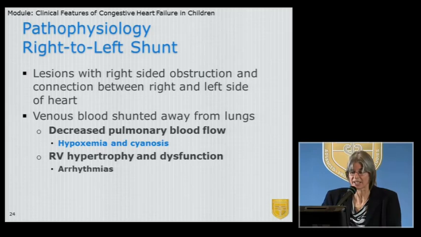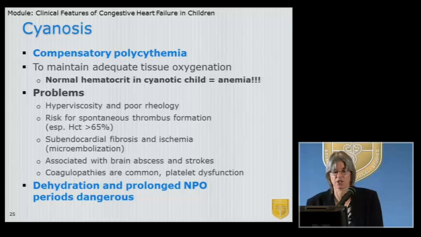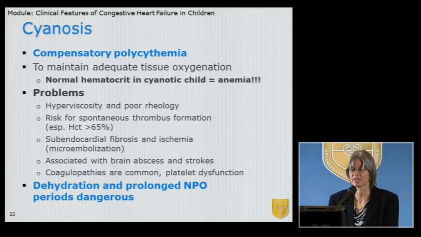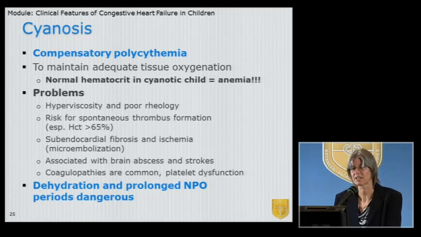Okay, pathophysiology, back to our right to left shunt now instead of the left to right shunt. So if you have right-sided obstruction and a connection between the right and left sides, you shunt right to left. You have a decreased pulmonary blood flow, develop hypoxemia and cyanosis, and you develop RV hypertrophy and dysfunction, and most likely arrhythmias later in life. A problem with the right to left shunts is that these kids are significantly cyanotic, and they develop a compensatory polycythemia to maintain adequate tissue oxygenation.